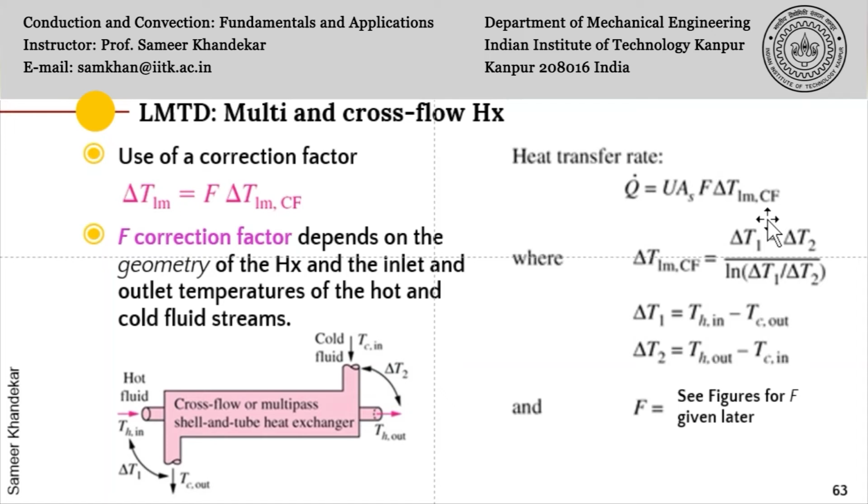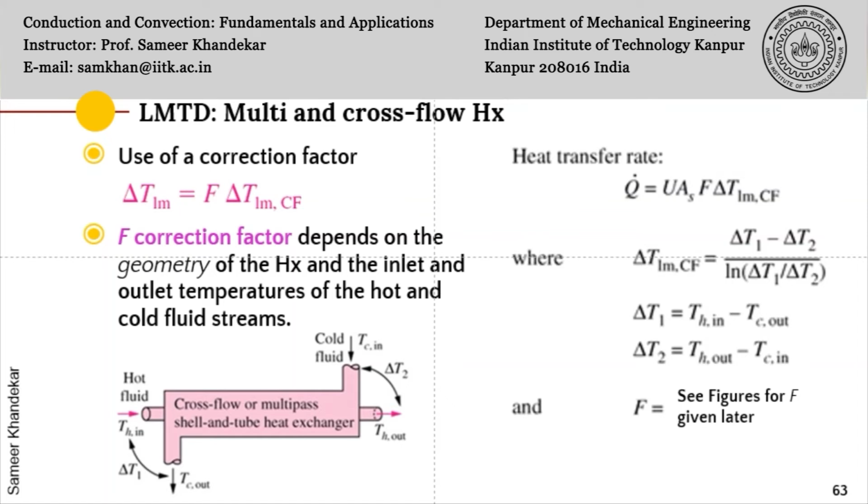Typically all the correction factors are given in terms of the counterflow heat exchanger. The LMTD for counterflow, we know, is (delta T1 minus delta T2) divided by ln(delta T1 divided by delta T2), where delta T1 and delta T2 are shown in the figure alongside. And where do you get the F from? We have to see some figures; some graphical solutions are available. So let us see them in the next slides.